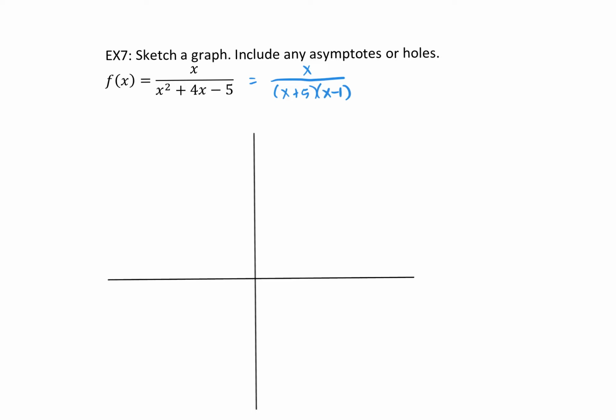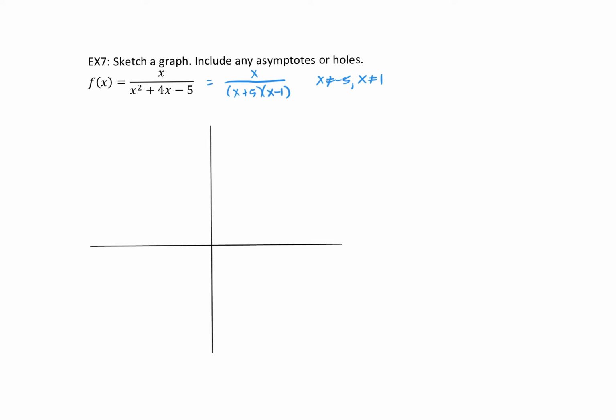x minus 1. So it does factor, but it does not reduce. Notice that x cannot be equal to negative 5, x cannot be equal to 1, or else my function will be undefined. And again, that gives me my domain: negative infinity to negative 5, negative 5 to positive 1, 1 to infinity. 3 pieces in my graph.